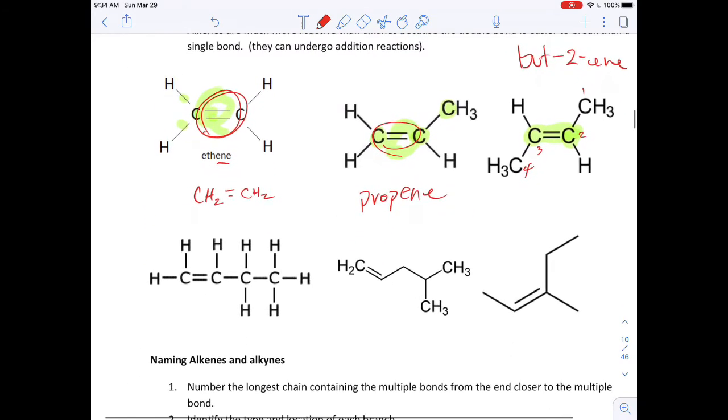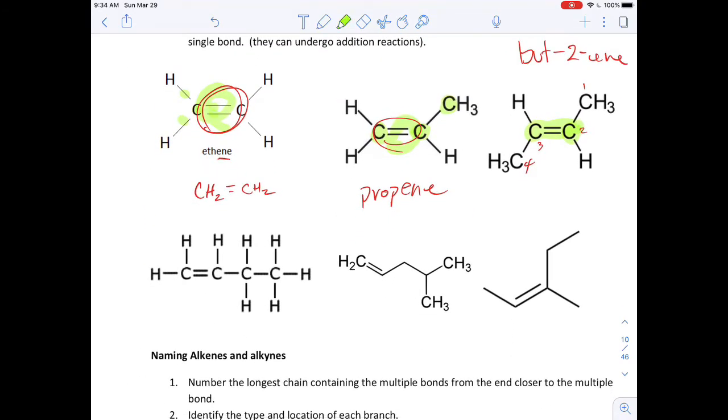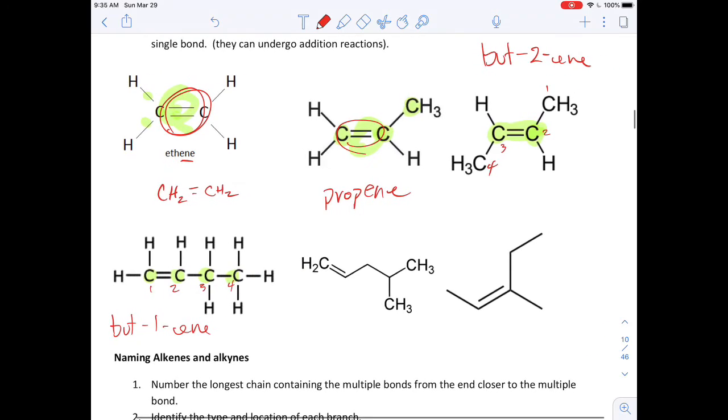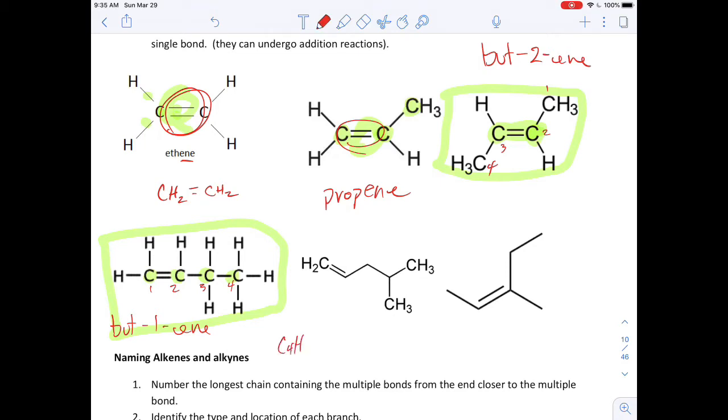So the next structure we've got here is 1, 2, 3, 4, and you can see that the double bond is starting at the first carbon. So this is a but-1-ene. And but-1-ene and but-2-ene are very special because these are isomers. They have the same molecular formula. They're both going to be C4H8, but they have different names, they have different structures, and they have different properties.